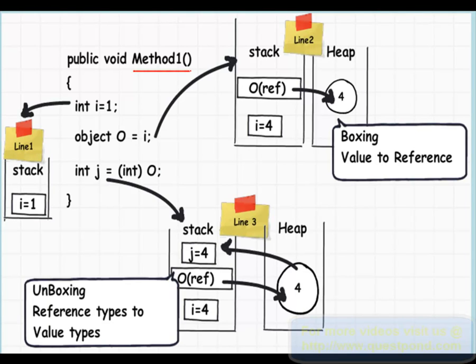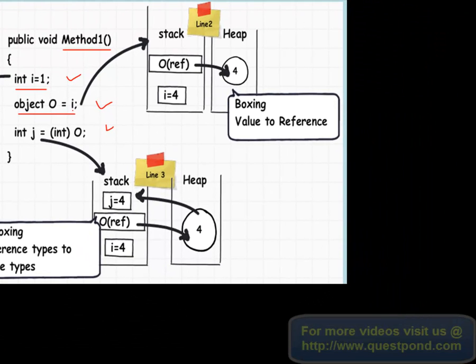Now, here's a simple method we have called method 1. And it has 3 lines of code. In the first line, we are creating an integer data type I and we are setting it to value 1. In the second line, we are moving this I value to an object data type. Now, object data type is basically your parent object type which has been inherited by all your .NET components. So every .NET object you create always inherits from the object class. So we are moving the integer I value to an object O.